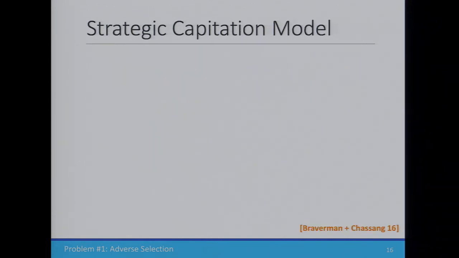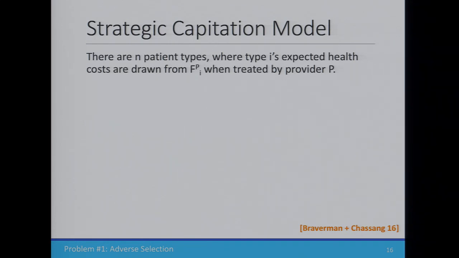Okay, so now I want to talk about a paper by Braverman and Chesang about how to do risk adjustment given that we have these issues. So here's the problem. We have n different patient types. Type i has expected health costs drawn from some distribution, F_{i,p}, when treated by provider p. So the costs might be different if the government treats you versus provider A versus provider B, because they have different deals with doctors and it costs them a different amount to treat you. So there's some distribution for each provider and the cost is drawn. And we're assuming that type i is completely known and it's really drawn from this distribution, okay? Just for this model.